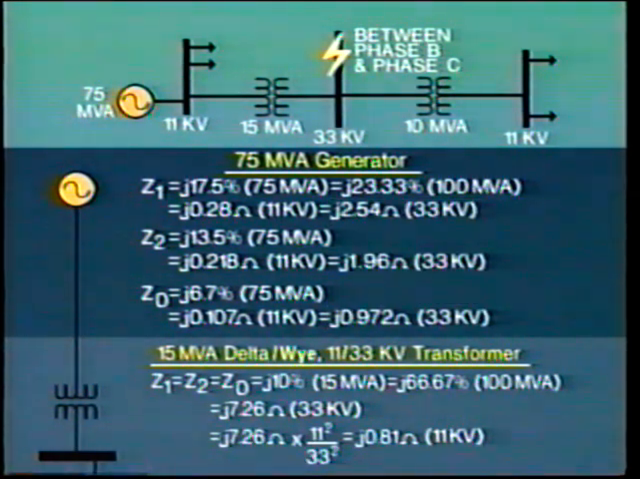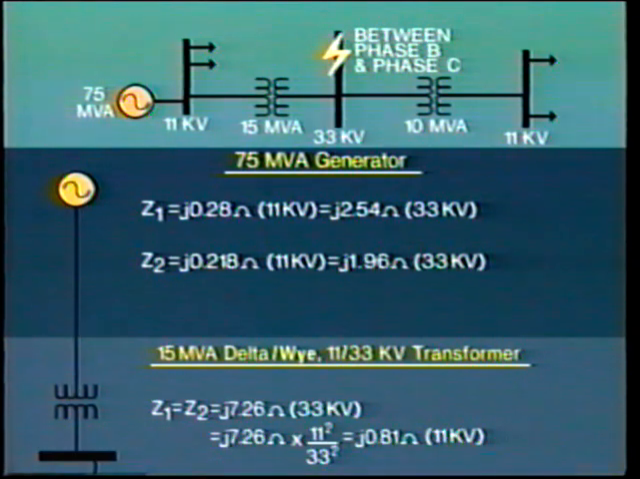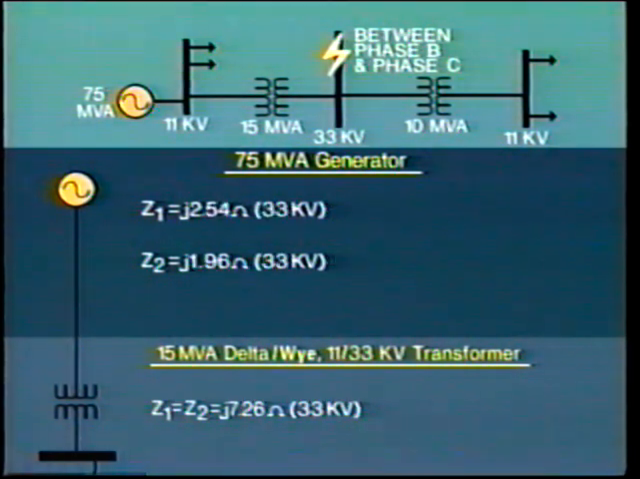Also noted on the drawing are impedance values for the transformer, and this is the same value for Z1, Z2, and Z0. As this is a phase-to-phase fault, there is no ground current, so there is no zero sequence component. And as the fault is on the 33 kV bus, we only have to deal with those positive and negative sequence impedances.